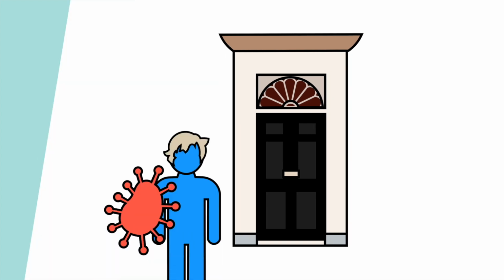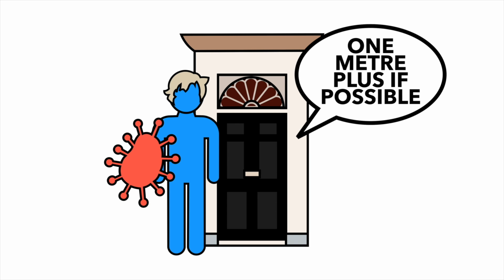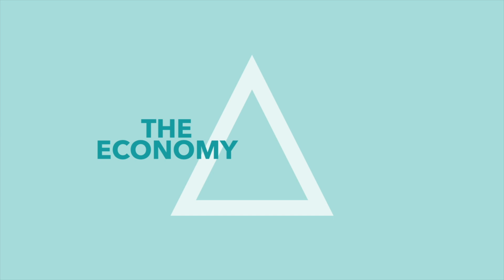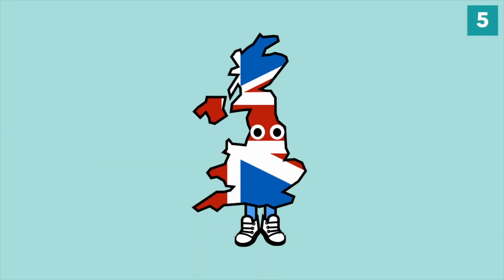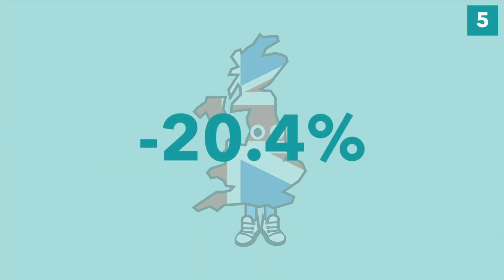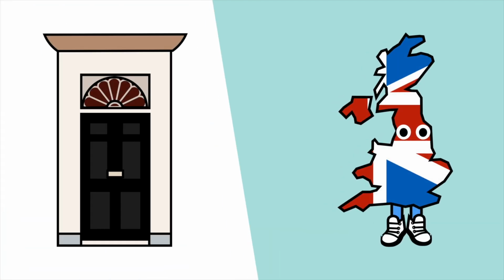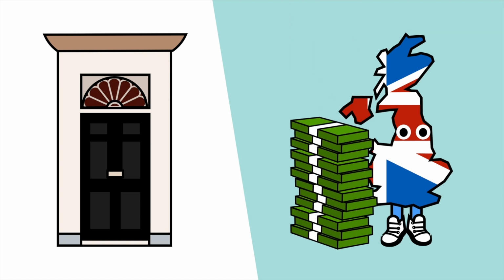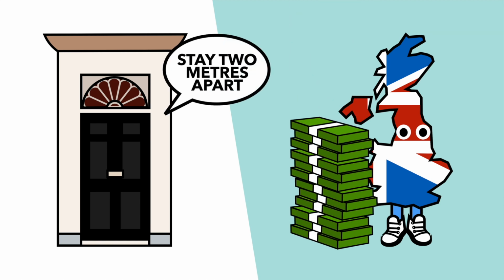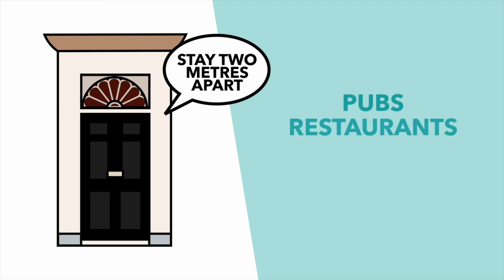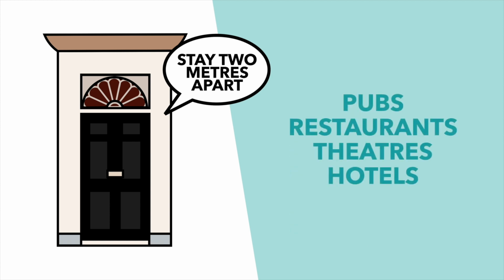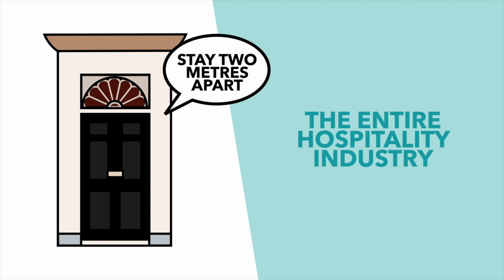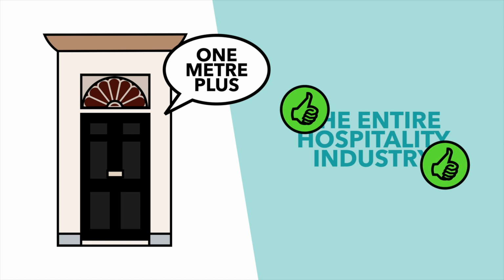The government's change from 2 metres to 1 metre plus, like basically all coronavirus regulations, is a trade-off between the economy and public health. The UK economy shrank by 20.4% in April, and the government is increasingly worried that a full economic recovery will be impossible unless the economy gets back up and running soon. The 2 metre rule prevents pubs, restaurants, theatres, hotels, and for that matter, basically any business in the hospitality industry from opening at full capacity, and reducing to 1 meter plus should help this.